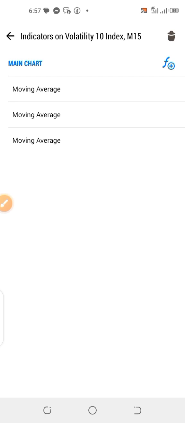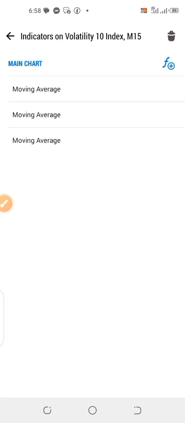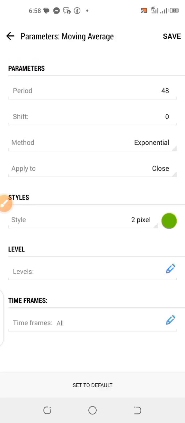If you are new, just screenshot. Here are the moving averages that are on our main chart. We have period 10, method 0, apply to close, guys. Screenshot it. Any color of your choice, you save it. The next moving average you will see there is period 48. I hope you guys screenshot it. This is exponential, apply to close, any color of your choice, guys.